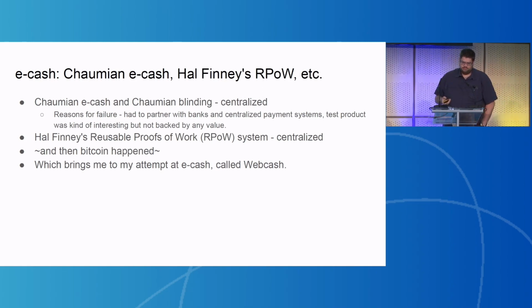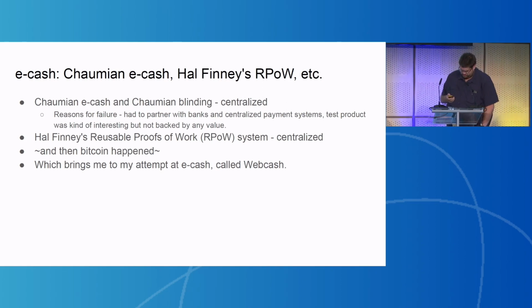Anyway, Hal Finney had his own reusable proof of work system. It used proof of work, had a central server and a hardware security module that would sign messages to basically make the proof of work reusable. So that was really interesting. Then Bitcoin happened. I'm not going to go into the particulars, but proof of work, blockchain, consensus, using proof of work to secure the network, all that.